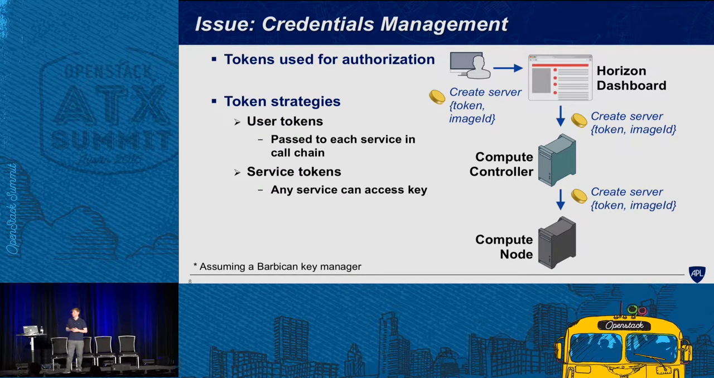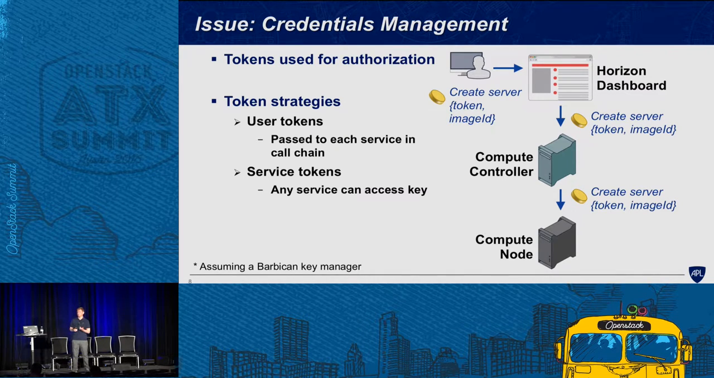So for those of you new to OpenStack, I simplified the diagram a little bit. In addition to the image ID that you're going to pass for your particular VM, you also need to pass in a token. So what you'll do first is go to Keystone to authenticate, and that will return a token for you. That's your user token. You use that token to pass to each of the service requests, so those are done on your behalf. In the diagram, you can see that token is passed to Horizon, which passes it down to the compute controller, which goes down to the compute node.